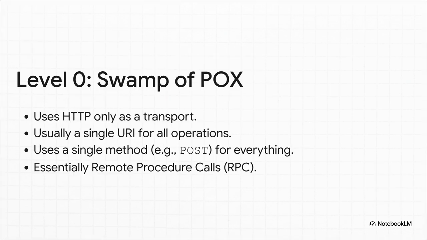Level 0 is what's sometimes called the swamp of POX. This is where you're using HTTP, but only as a dumb transport tunnel. You've got a single web address, and you're just sending messages that tell the server which function to run. This is basically a technique called remote procedure call, or RPC. It works, sure, but it completely ignores the power of the web's architecture.